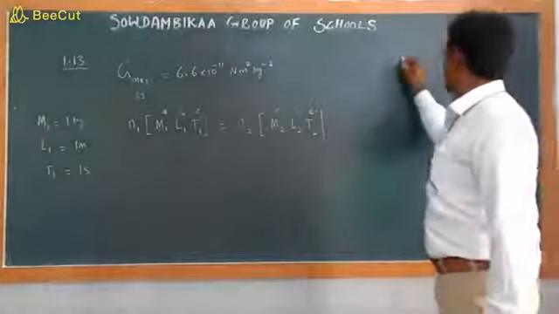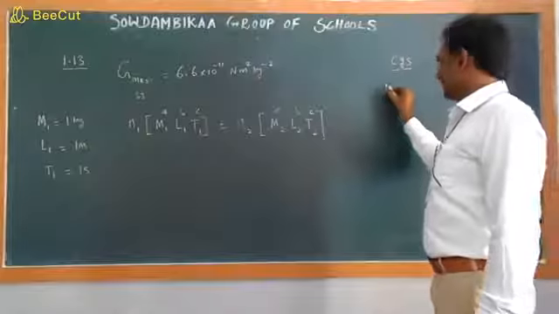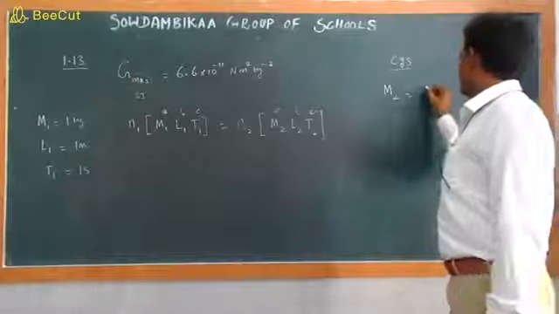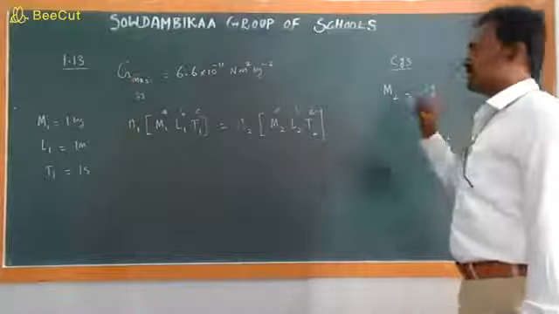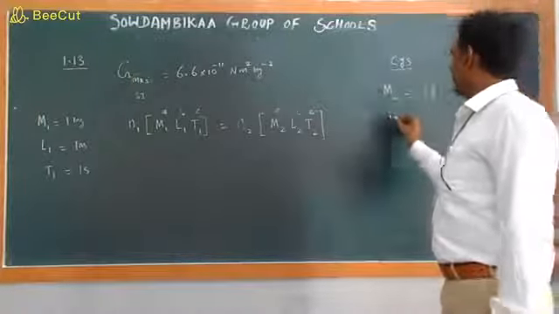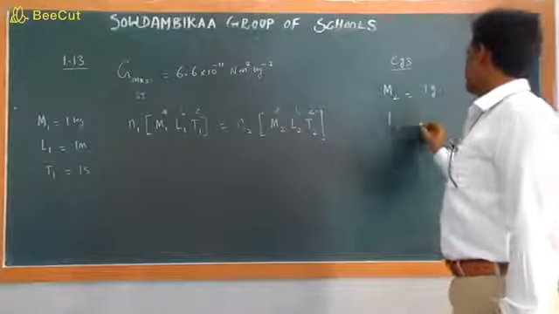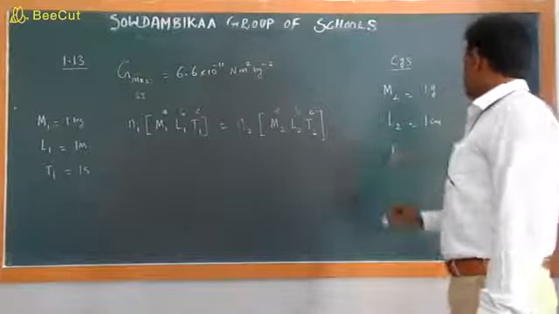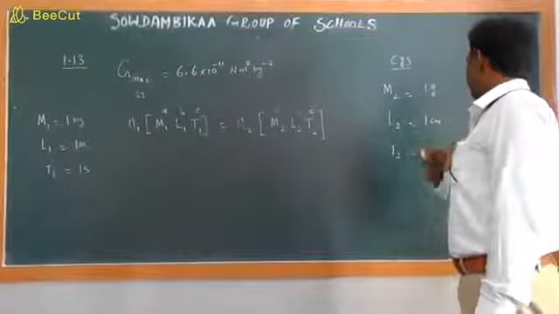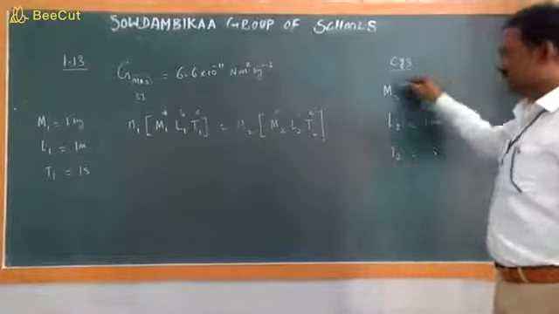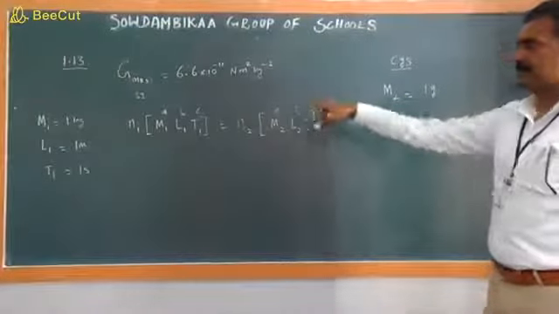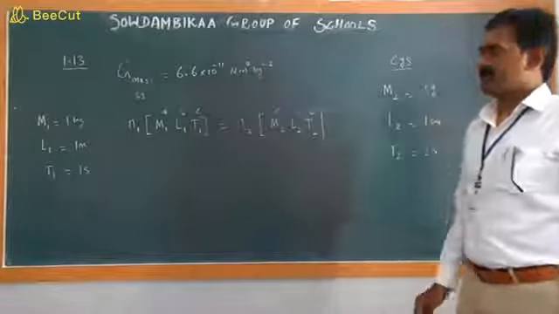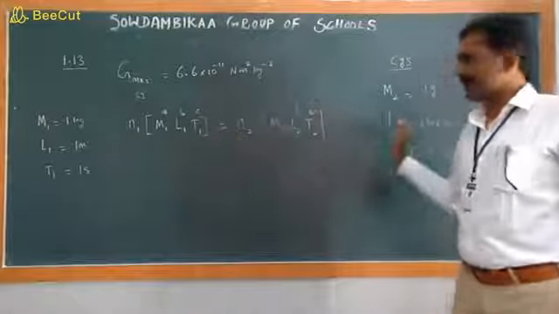In CGS, mass M2 is a gram, 1 gram. Mass is measured with the help of the gram. Then length L2 is equal to 1 centimeter, and time T2 is equal to 1 second. These are the set of units used in the CGS system, and those were the set of units used in the SI system. Now we are going to convert from one system of units to another.